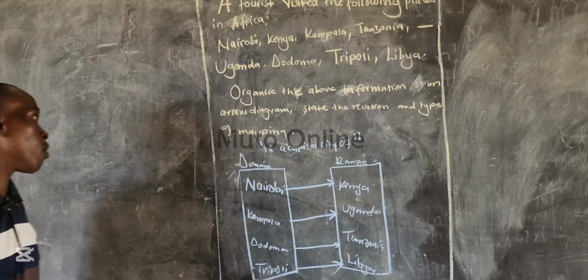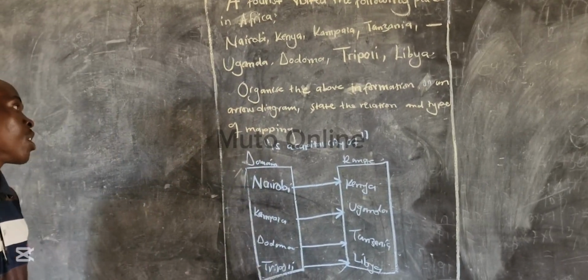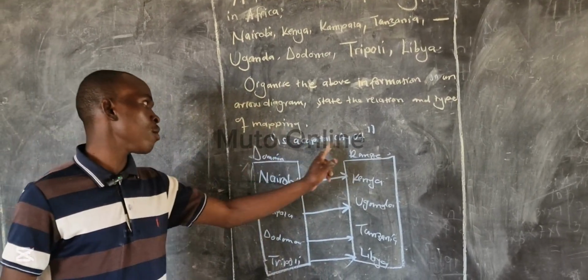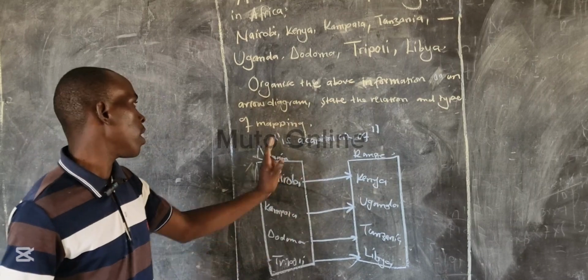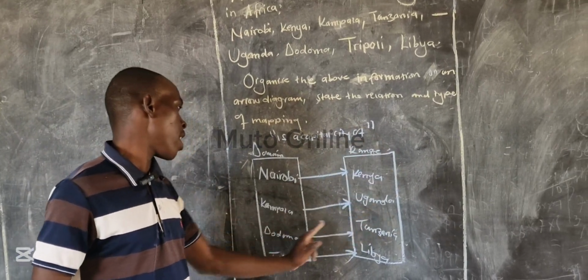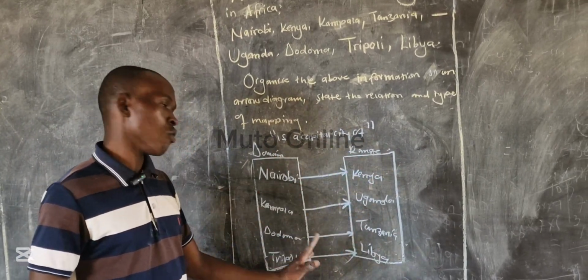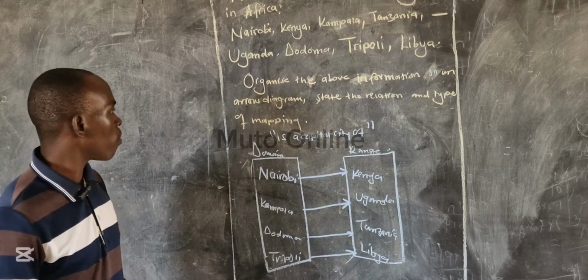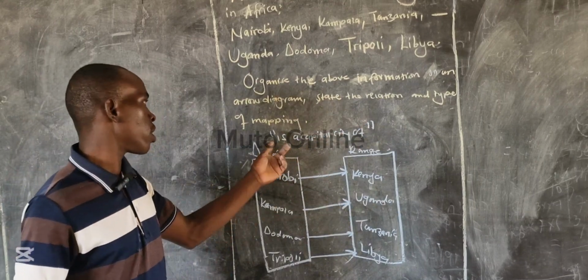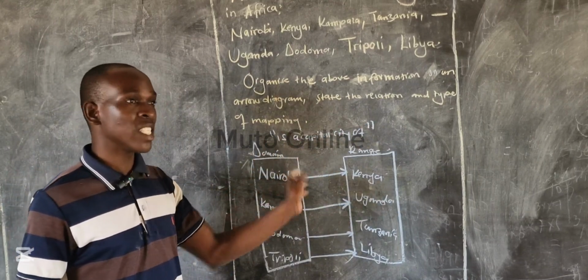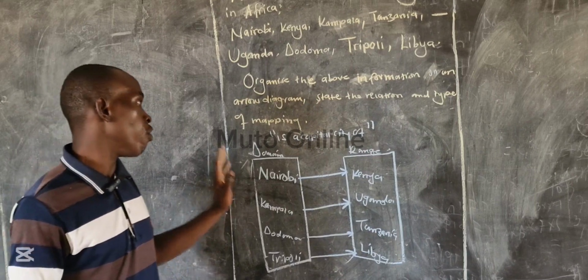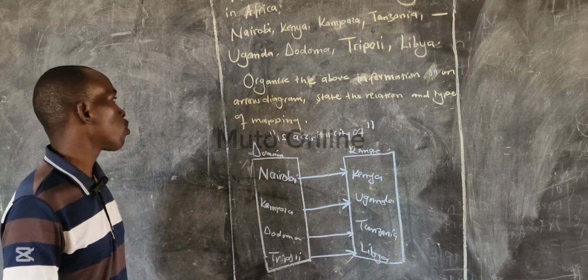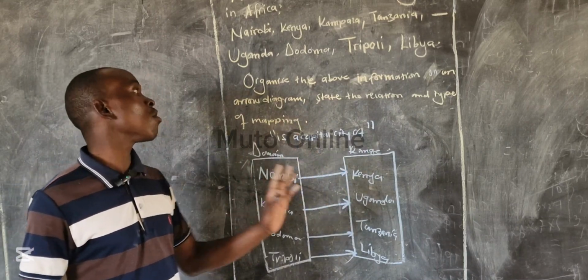Using the relation is a capital city of: Nairobi is a capital city of Kenya. Kampala is a capital city of Uganda. Dodoma is a capital city of Tanzania. Make sure that it tallies. Now, they said state the relation. The relation is here. That statement that just joins the domain part and the range part. So that is a capital city of as our relation.